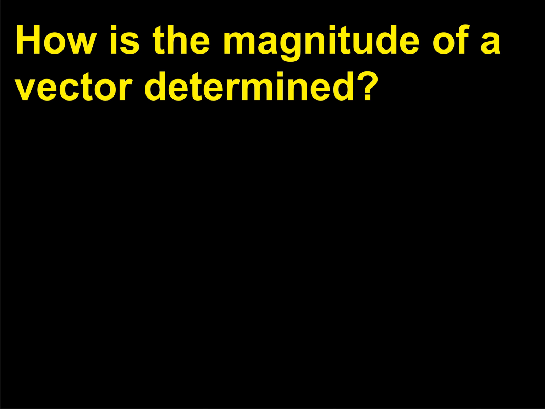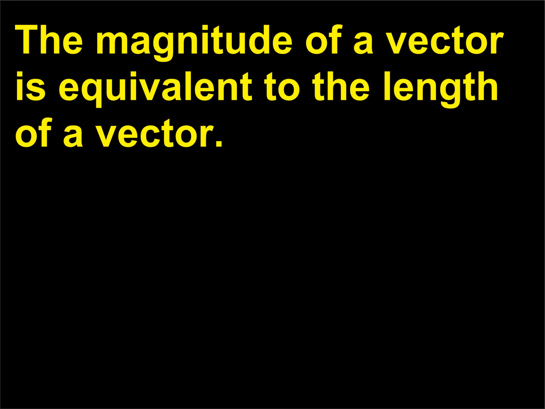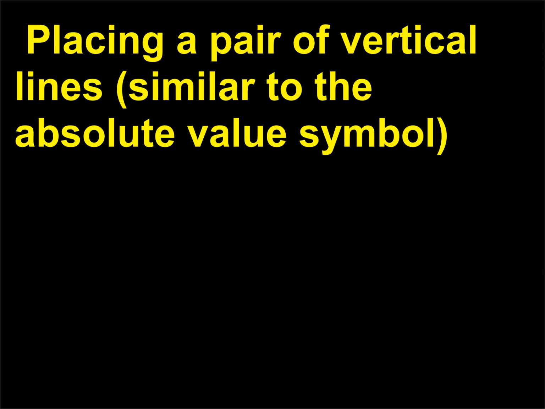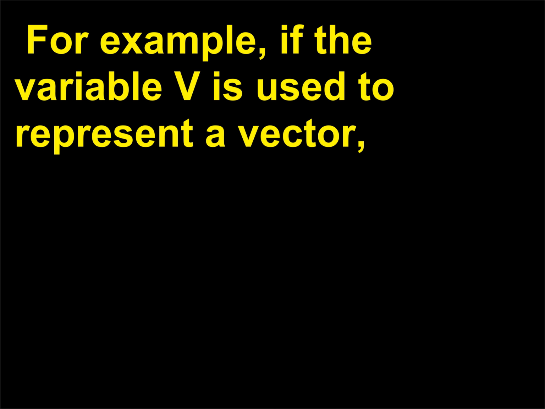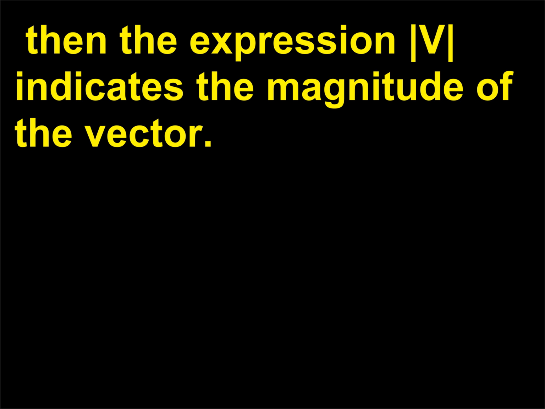How is the magnitude of a vector determined? The magnitude of a vector is equivalent to the length of a vector. Placing a pair of vertical lines, similar to the absolute value symbol, around a vector implies the magnitude of the vector. For example, if the variable v is used to represent a vector, then the expression |v| indicates the magnitude of the vector.